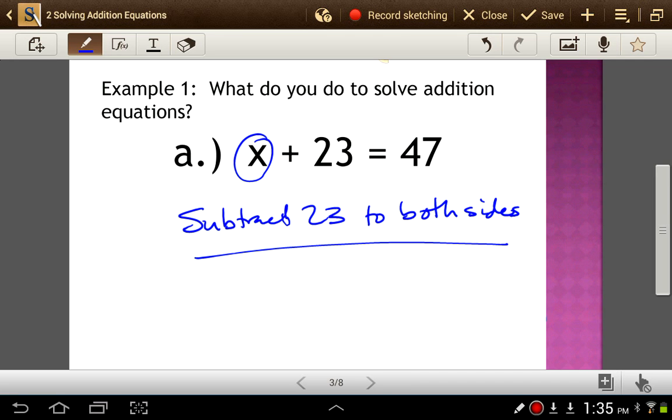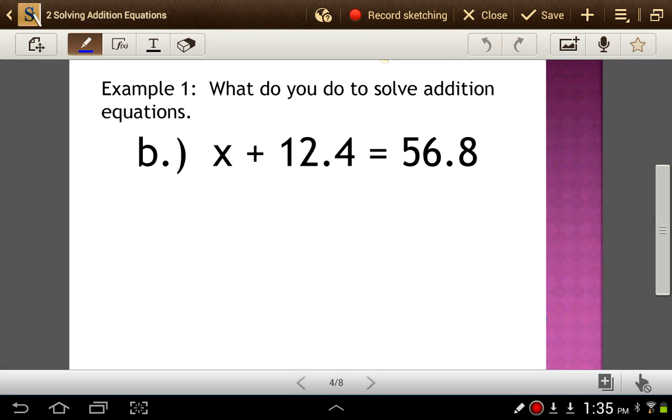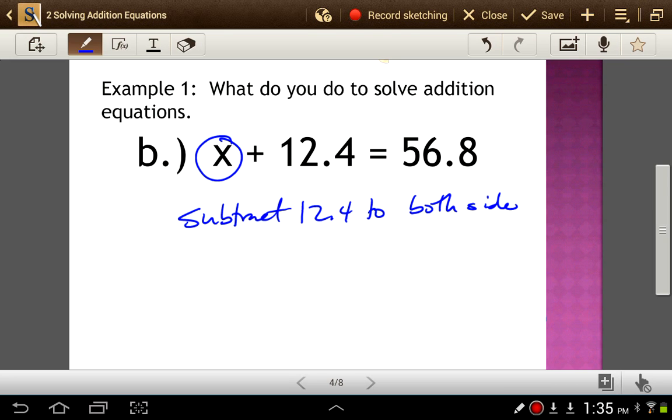Okay. Example B, right here. What do I do to solve this? x plus 12.4 equals 56.8. Again, here's my variable. I'm adding 12.4 to solve. I'm going to undo that. So I'm going to subtract 12.4 from both sides. So I'm going to write that. Subtract 12.4 from both sides. So for the first couple, you just have to explain what you need to do to solve them. Okay, that's example 1. If you need to pause, go ahead. Otherwise, I'm moving on to example 2.